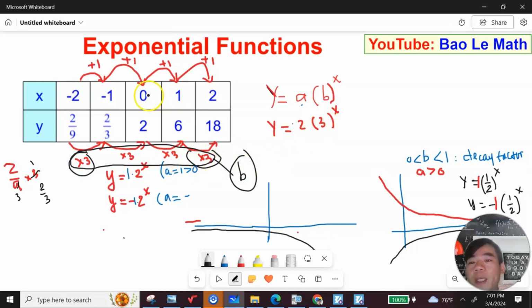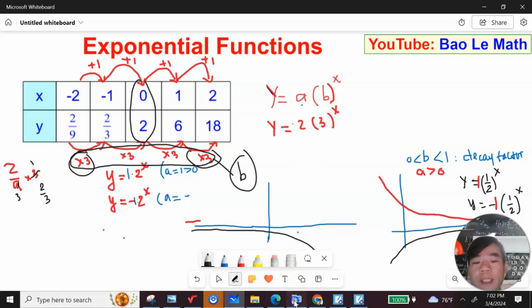So b equals 3. Now, a is the y-intercept, where s equals 0, okay? So look at this one. This is your y-intercept, s equals 0. So a equals 2. That's why we get this one. And if we use a calculator, that's much better, because on the test, they let you use a calculator, so go ahead and use that, okay? So we have y equals 2 times 3 to the power s.